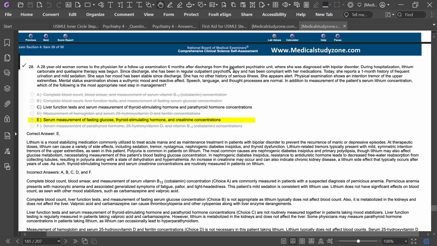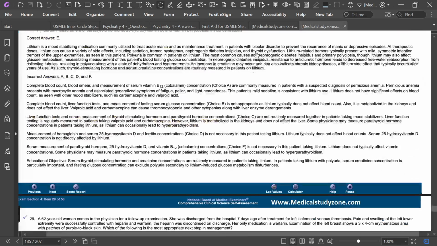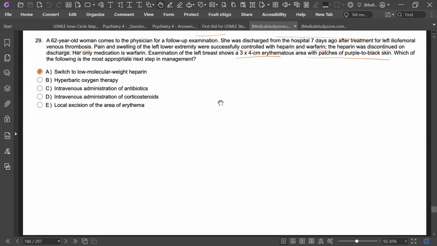Next, a 62-year-old woman comes to the physician for a follow-up exam. She was discharged from the hospital 7 days ago after treatment for left iliofemoral venous thrombosis. Pain and swelling of the lower extremity were successfully controlled with heparin and warfarin. The heparin was discontinued on discharge, but the only medication is warfarin. Exam of the left breast shows an erythematous area with patches of purple to black skin. Which of the following is the most appropriate next step in management?